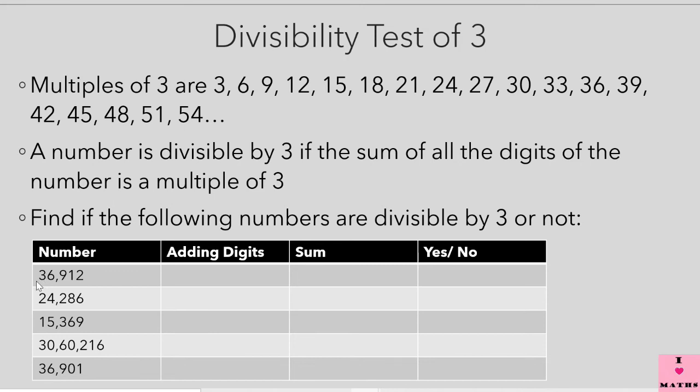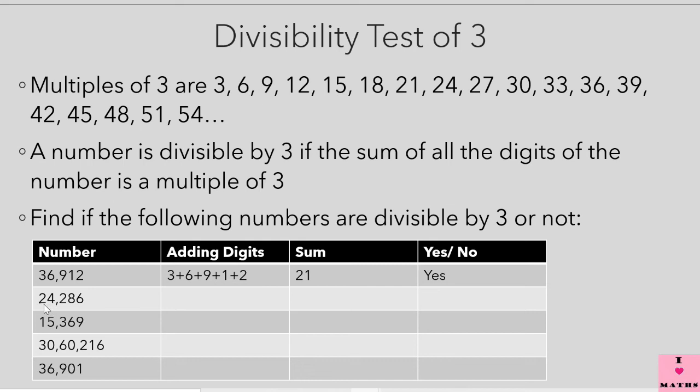The first number is 36,912. Now 2 plus 1 is 3. 9 plus 3 is 12. 12 plus 6 is 18. 18 plus 3 is 21. So please see, is 21 coming in the table of 3? Yes, 21 is coming in the table of 3. So this number is divisible by 3. See, the sum is 21. So it is divisible by 3.